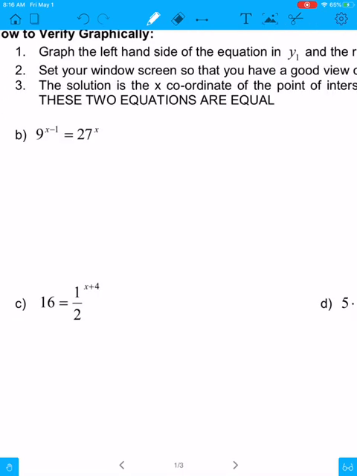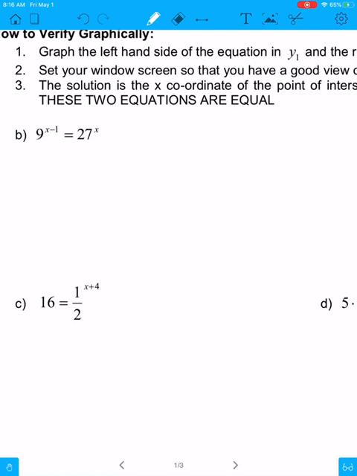So now I have 9 to the x minus 1 equals 27 to the x. What people try and do is they try and turn the 27 into 9 times 3 so that they think they can make them both be base 9. You can't. Remember, you need to take the base and raise it to an exponent. So we can't make these both be base 9.